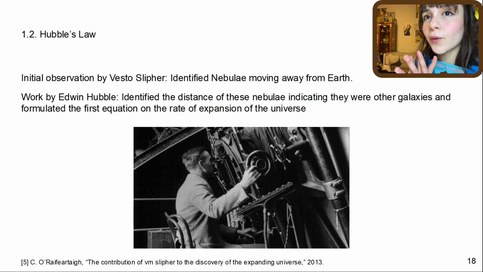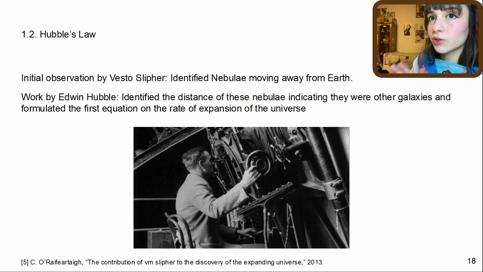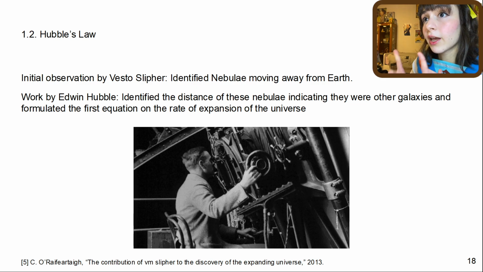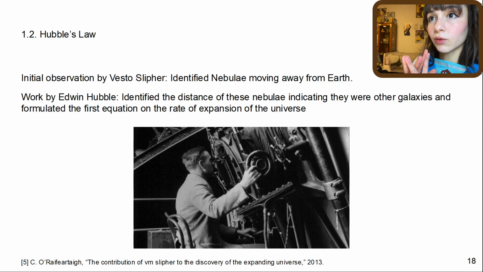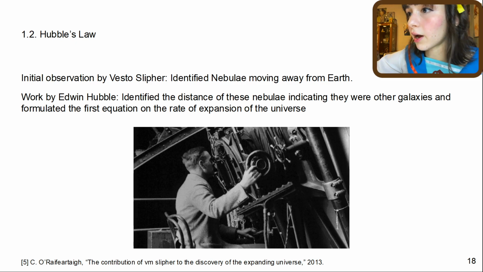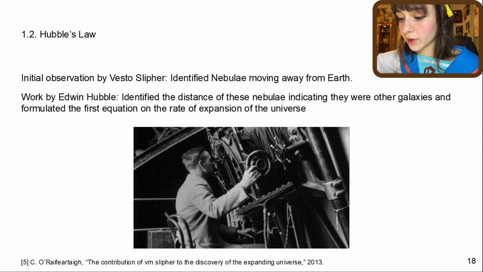Okay. So today I want to present the two main things that Edwin Hubble did: first of all, identifying the distance of these nebulae, and secondly, formulating the first equation for the rate of expansion of the universe. And we'll look at that step by step, how he was able to do that.